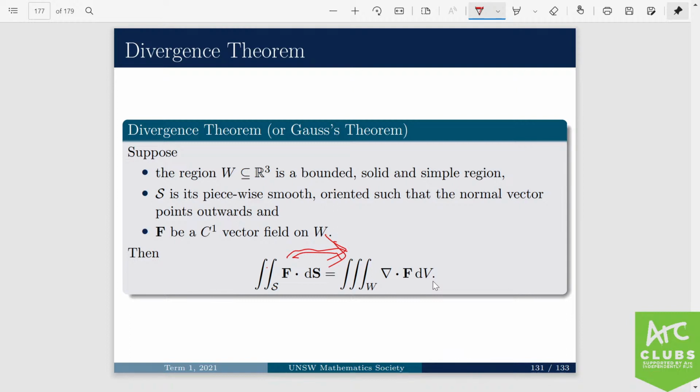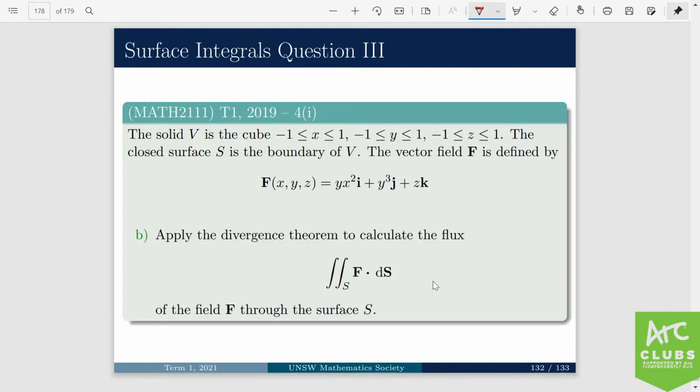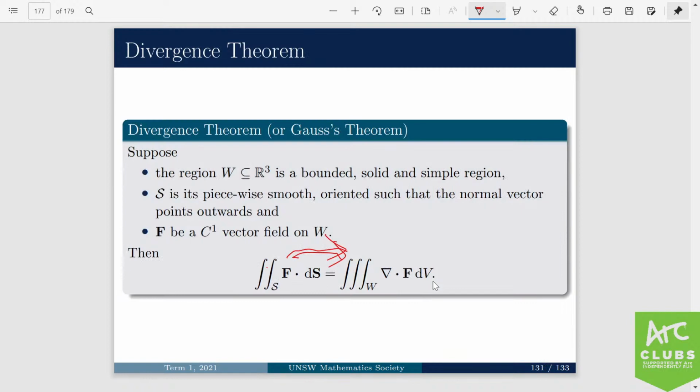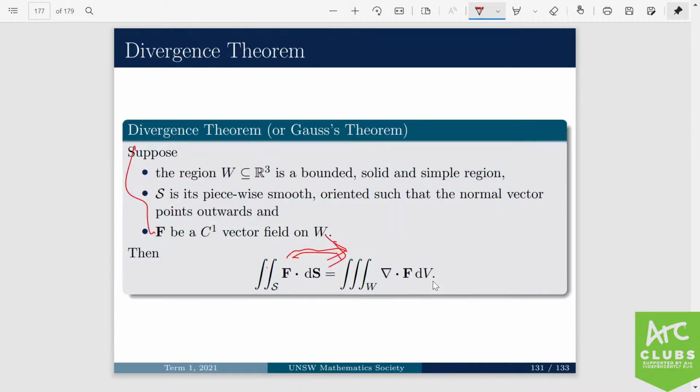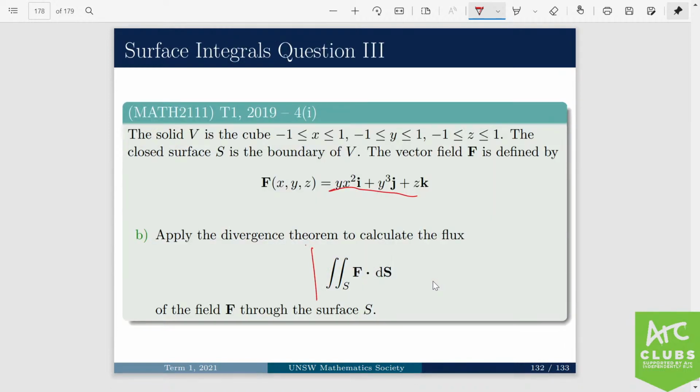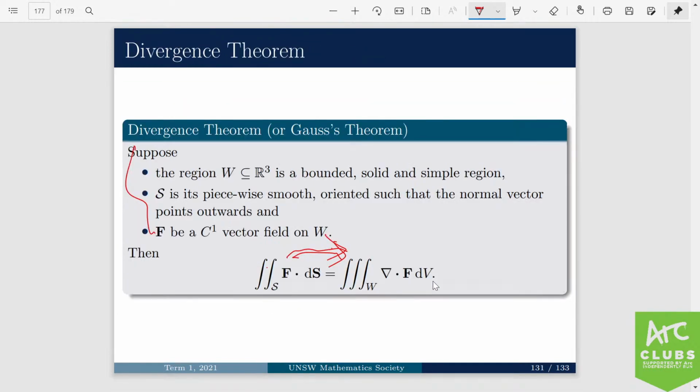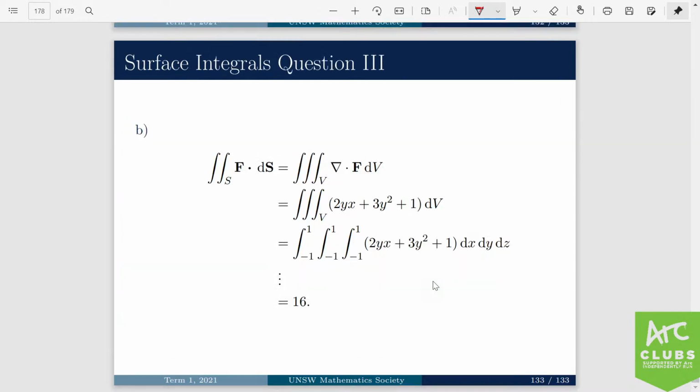But if they do ask it, they often just tell you to use it. So here we have a question, and it tells us just to apply the divergence theorem, explicitly. So we don't have to worry about the conditions, because we assume that we can use the divergence theorem. We have a vector field F, which is defined like this, and we need to find this double integral. Okay. So we apply the divergence theorem. That is, we just convert this into a triple integral, where V is the volume contained inside the surface S.